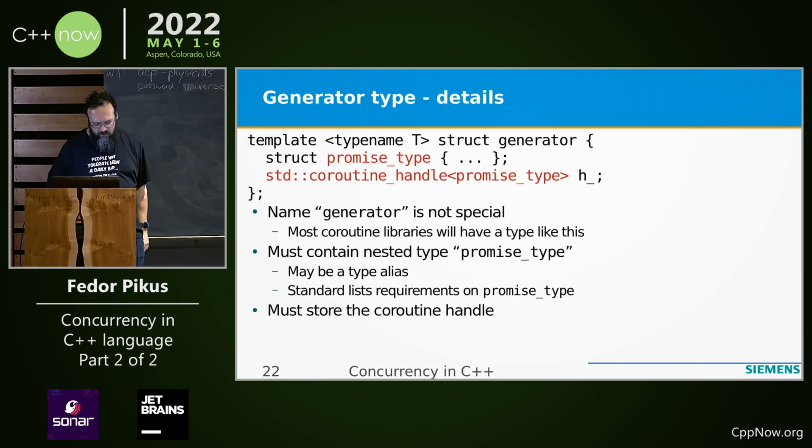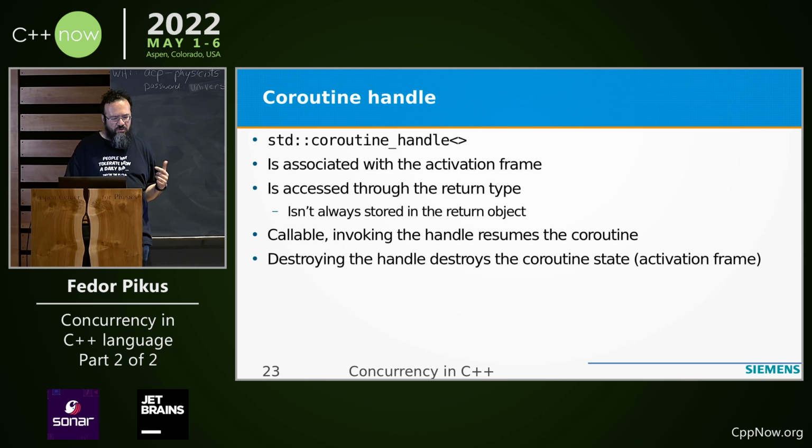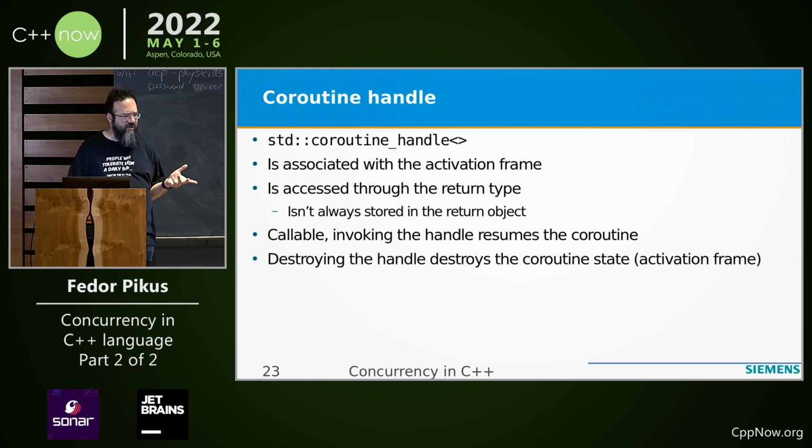Okay, so yeah, I'm not going to show you the standard types. So the coroutine handle is the main thing you need to do to invoke it, and it's basically a smart pointer to the activation frame. You destroy the handle, activation frame goes away. As long as you have the activation frame, you can call resume on it.